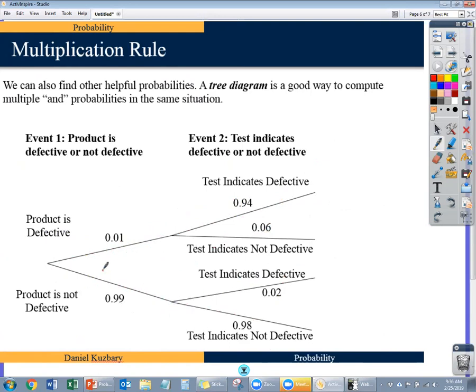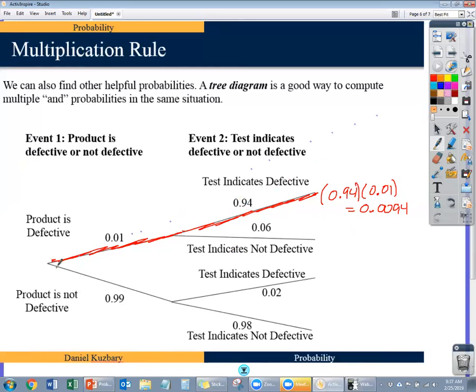For instance, what we just did is we found the probability that a product is defective, which meant I followed this branch. And then we also found the probability that it said defective. So both the product is defective and the test came back defective. And we found that probability by taking 0.94 and 0.01 and multiplying them together. And we got 0.0094. And that's how we found that, because we have the multiplication rule. So the multiplication rule says multiply those two numbers.